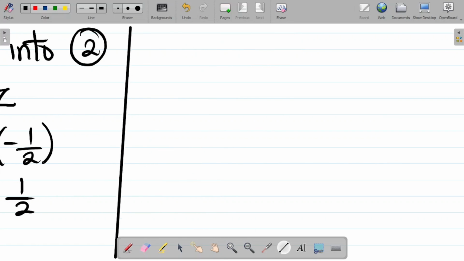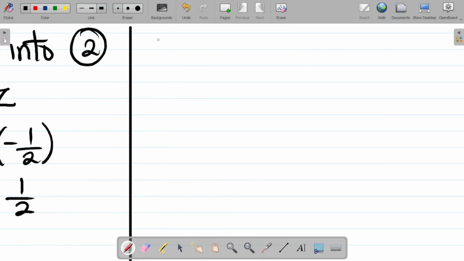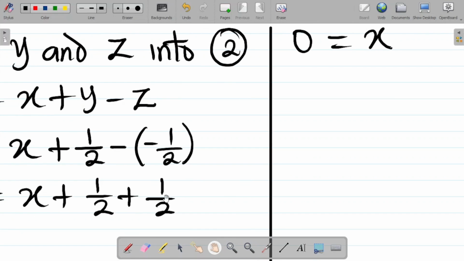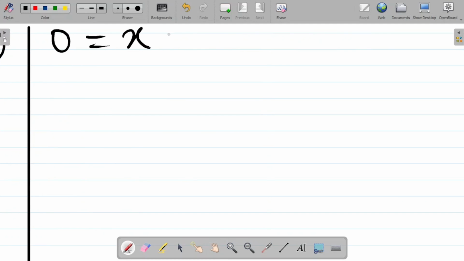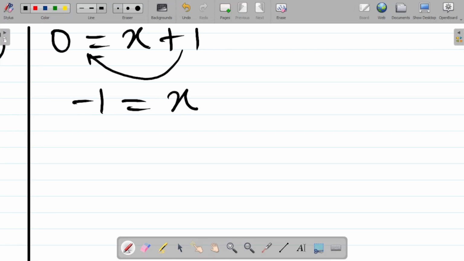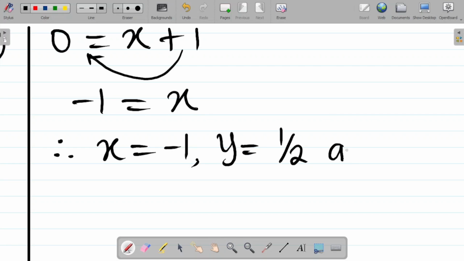Let me read this line here. I'll be having this as 0 is equal to x. Alright, you have half plus half, that gives you 1, so it becomes plus 1. To get x, I'll move this one over here, that becomes a minus 1. So I have that minus 1 is equal to x. So therefore, we can say that x is equal to minus 1, y is equal to 1 over 2, and z is equal to minus 1 over 2.